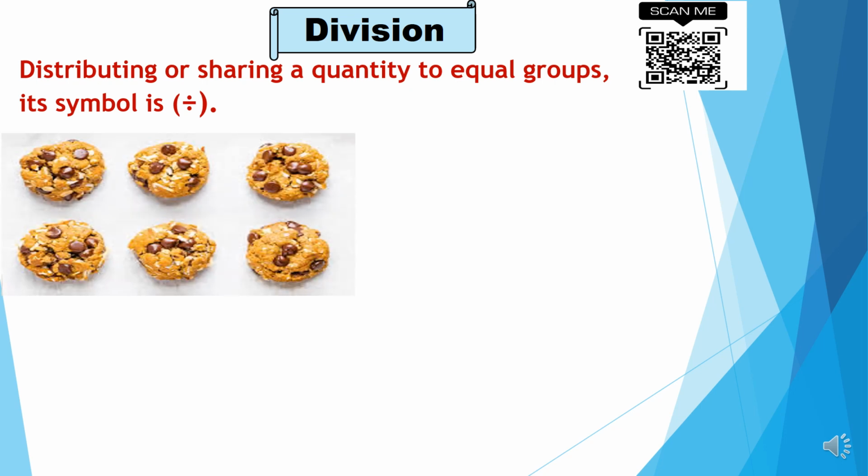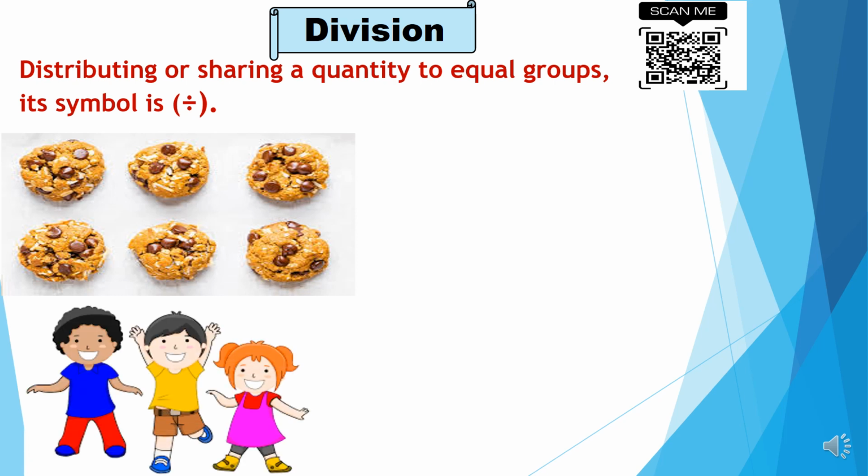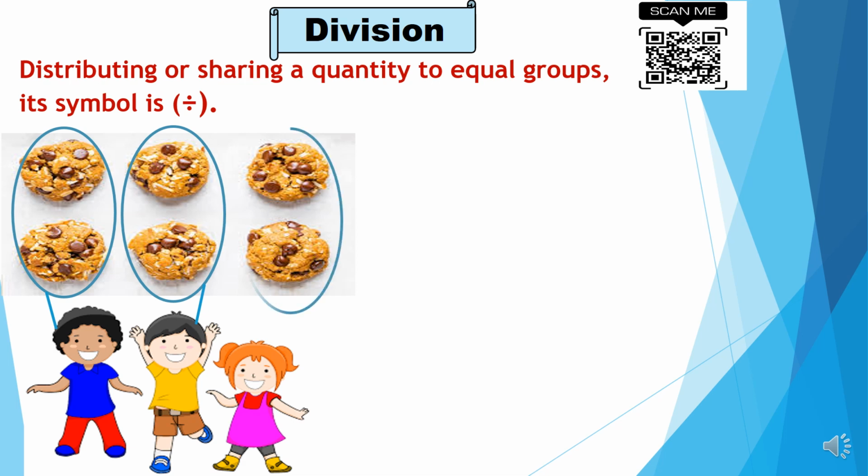We have here 6 cookies, and we have 3 kids. We want to distribute these cookies equally. No one takes more than the other one. So we will distribute them equally. We will give the first kid 2 cookies, and the second kid 2 cookies, and the third kid 2 cookies.